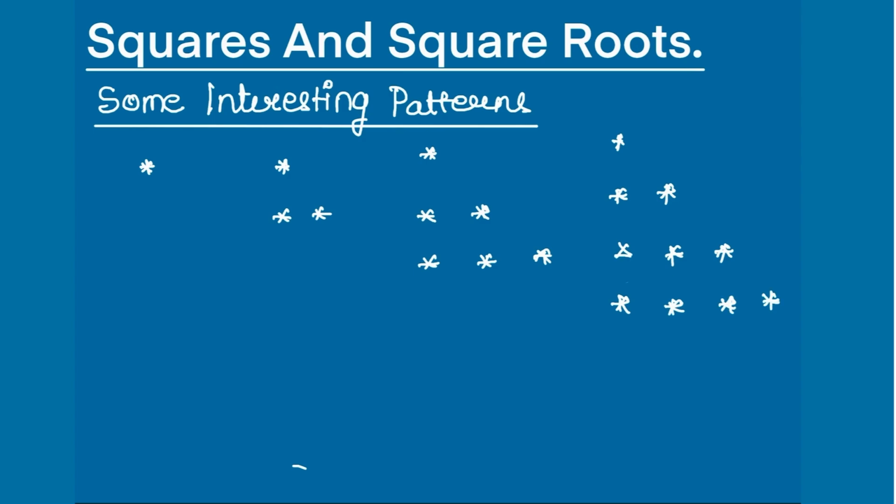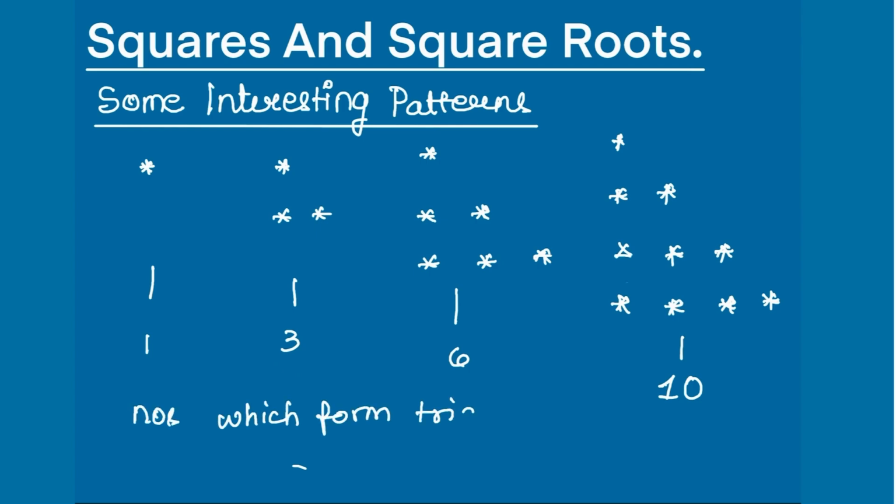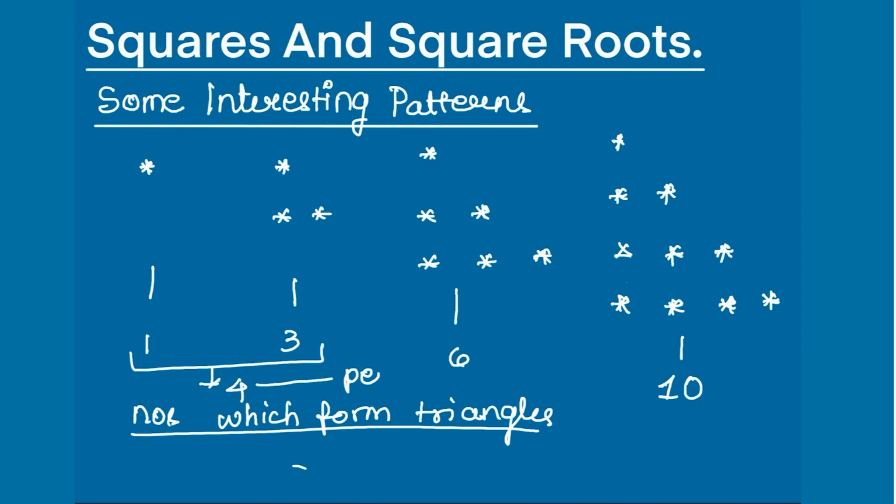I'll draw one here. Now if you say this is number 1, this is number 3, and this is number 6, and this is 10. So we can consider such a series. In this series, if we take first and second number, the consecutive numbers, the numbers which form triangles, and that too consecutive, then that forms a perfect square. If you add those two numbers, 1 plus 3, it is coming out to be 4, which is a perfect square.